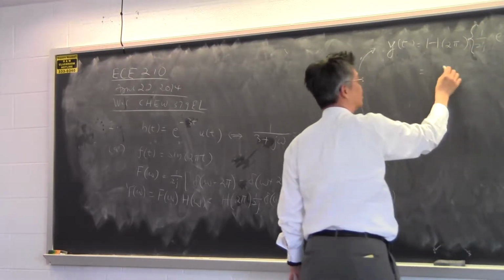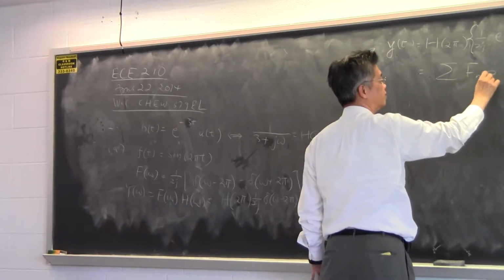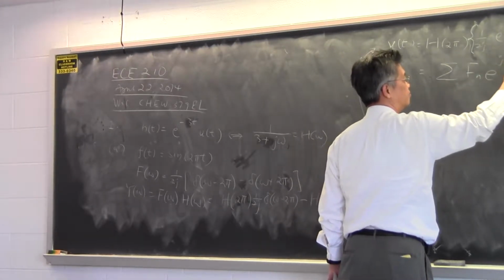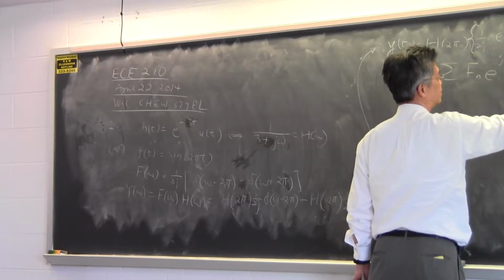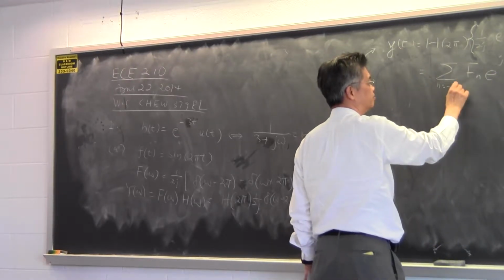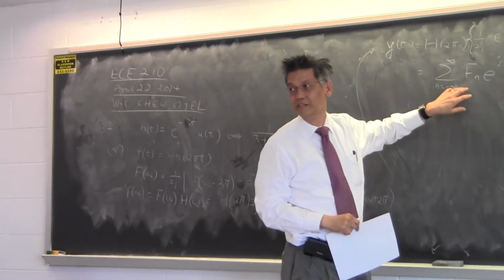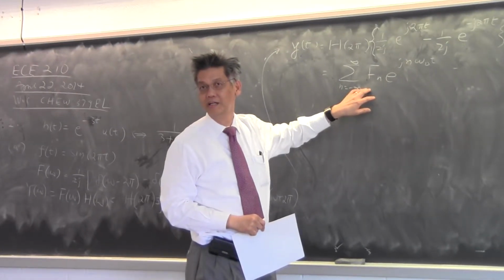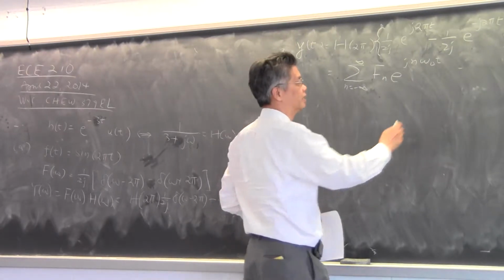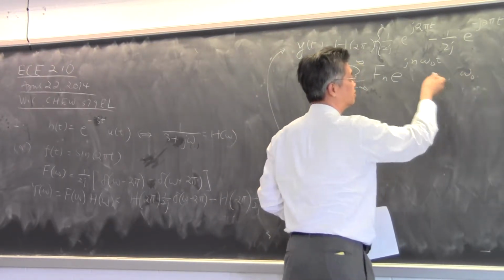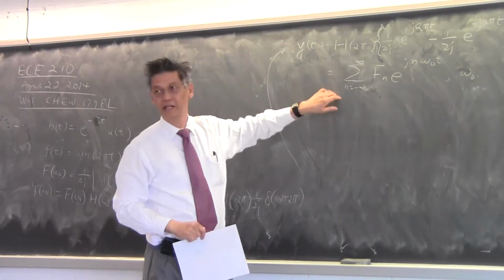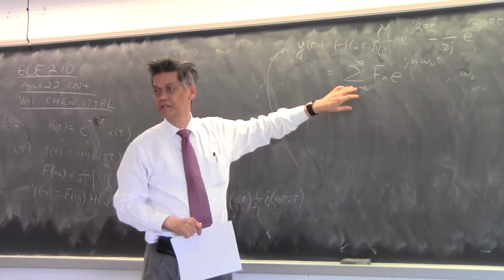And then you write this in terms of a Fourier series coefficient, e to the j n omega naught t, sum from minus infinity to infinity. You can compare these two series and then figure out what the coefficients are. Okay, and then figure out what omega naught is. You just compare and pick up the coefficients.